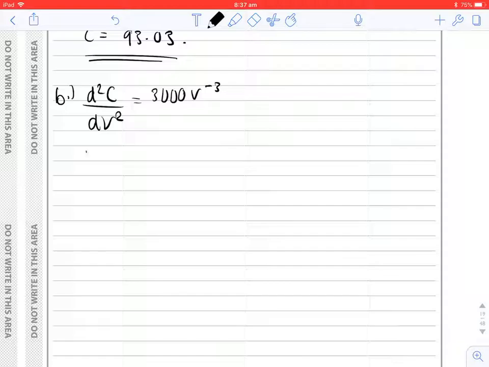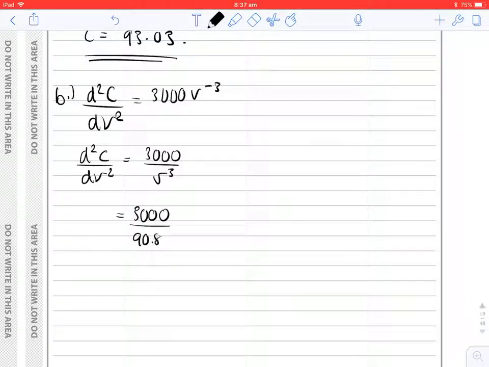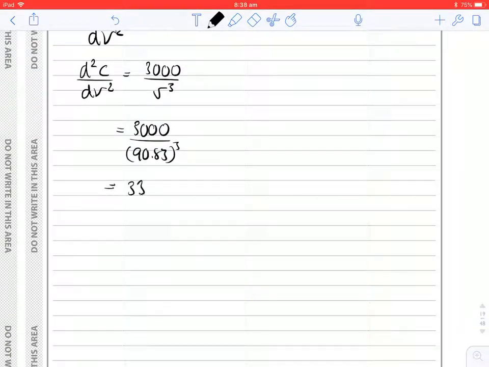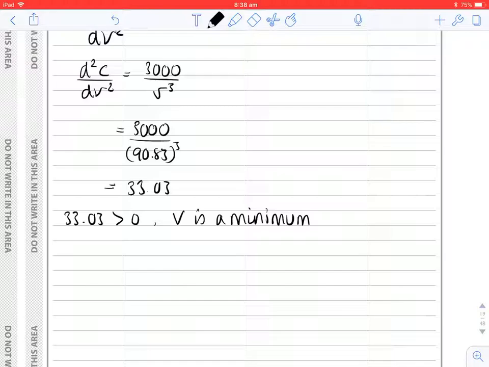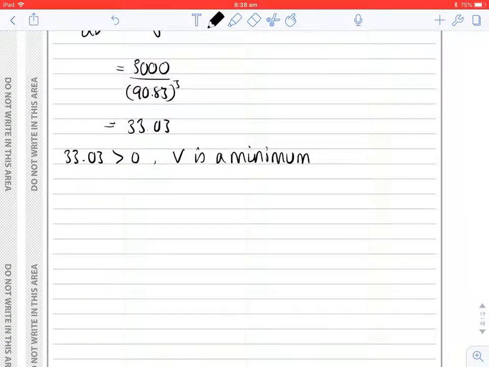So what we then have to do is we say, right, okay, d squared C over dV squared is going to be 3000 over V cubed, and we sub in our value of V, so our 90.83. 3000 over 90.83 cubed, and that is going to give us a value of 33.03. Now, as 33.03 is greater than 0, that tells us that V is a minimum value. If it were less than 0, then it would be a maximum value, and if it were equal to 0, then it would be a point of inflection, but as it's greater than 0, it's got to be a minimum.